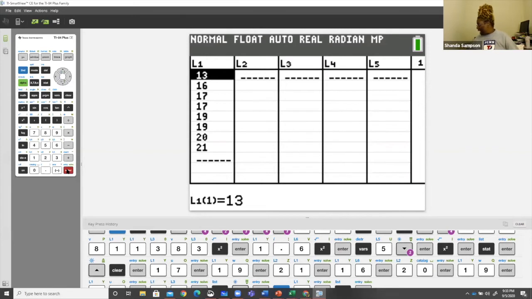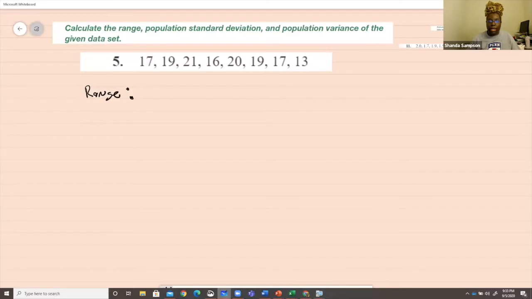In this case, our highest and our lowest number are 21 and 13. So you're going to have 21 minus 13, and that's going to be your range. That's why knowing how to order them helps you out a lot. So our range is our highest number, which is 21, minus our lowest number, which is 13, and that's going to be 8. That's our range. The next one is the population standard deviation.